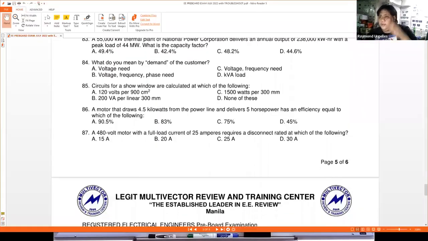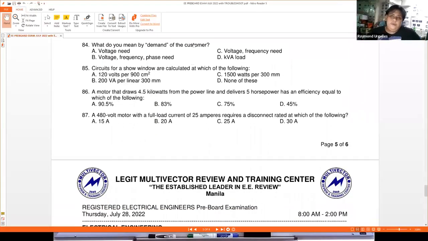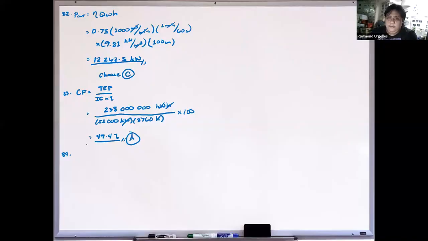Okay. What do you mean by demand? So okay, pag sinabi natin demand, this is power. So alam natin this should be kVA load. Ito lang naman yung power do sa choices. Okay. Number 85, circuits for a show window are calculated at which of the following. So ito nasa PEC lang to. Okay, tama ba? So 84 is D. Sa akin yung number 85, di ba?